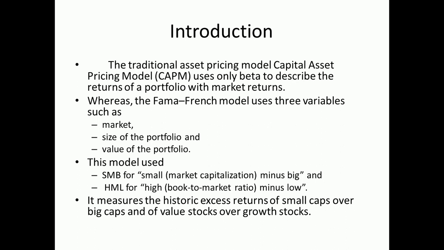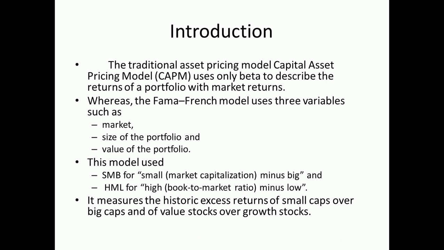Fama French describes the returns of a portfolio with markets. Normally the traditional asset pricing model, that is CAPM, uses only the beta to describe the returns of a portfolio with market returns, whereas the Fama French model uses three variables: market, size of the portfolio, and value of the portfolio. This model uses SMB and HML.